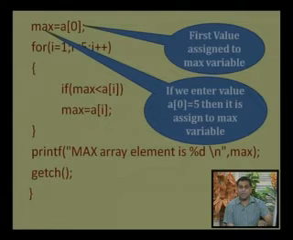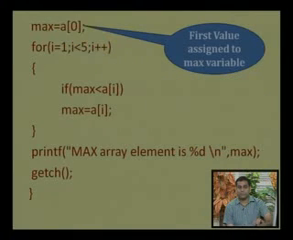So if we enter the value a of 0, 5, then it is assigned to the max variable. Now max is equal to 5. Now for i equal to 1, i less than 5, and i plus plus. What will happen is we will check the value with the max. Initially, each and every element will be compared with the max element.